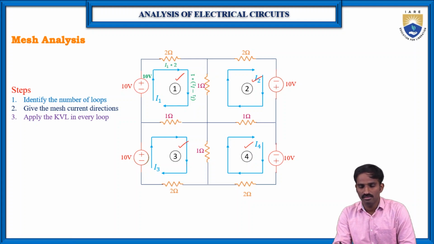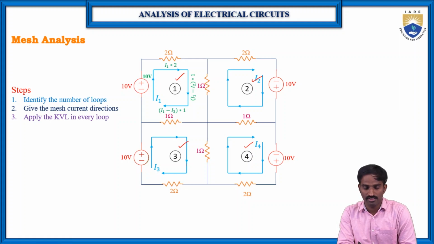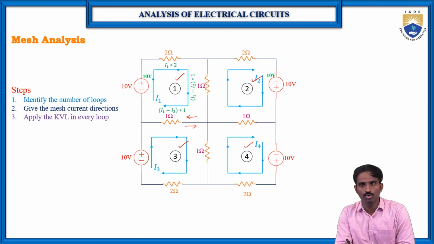Then similarly, in loop 1 one more resistor is there, a 1 ohm resistor. Here it is I1 minus I3 because I1 is in this direction and I3 is in this direction. Again both are opposite, but our reference direction is I1. That's why we have taken the positive sign for I1 and the negative sign for I3. So, I1 minus I3.